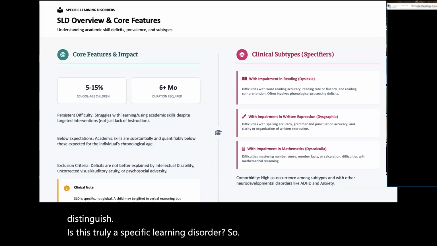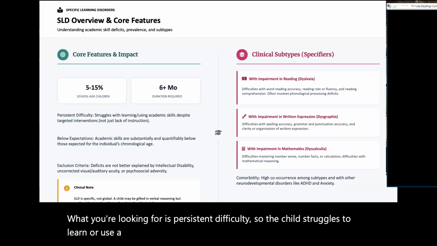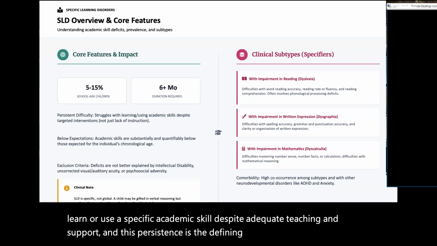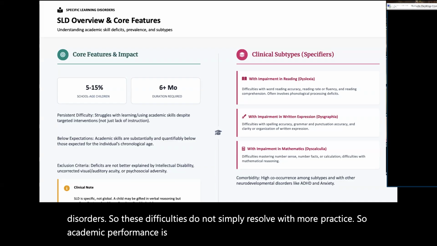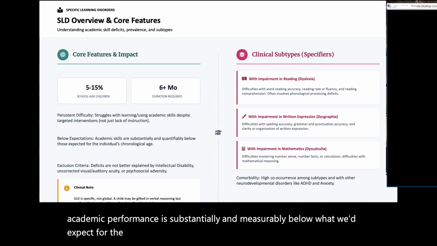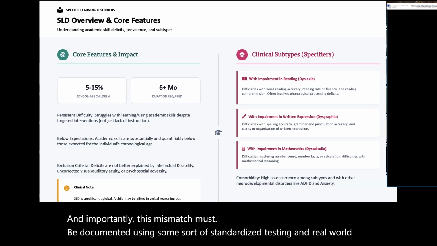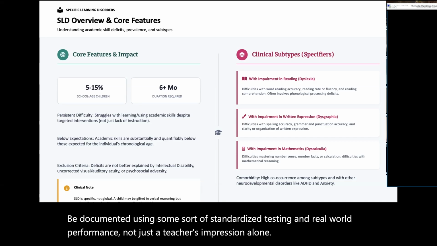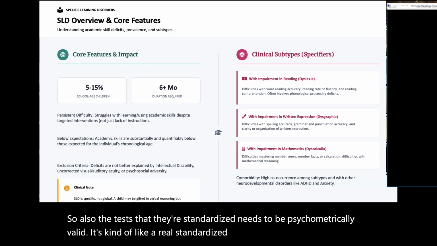specific learning disorder. So what you're looking for is persistent difficulty. So the child struggles to learn or use a specific academic skill despite adequate teaching and support. And this persistence is the defining feature of specific learning disorder. So these difficulties do not simply resolve with more practice. So academic performance is substantially and measurably below what we'd expect for the child's age. And importantly, this mismatch must be documented using some sort of standardized testing and real-world performance, not just a teacher's impression alone. So also the test that they're standardized needs to be psychometrically valid. It's kind of like a real standardized test, not like a test the teacher developed in the class.